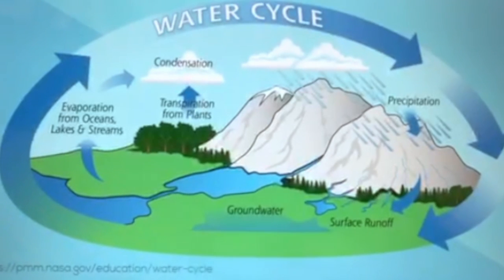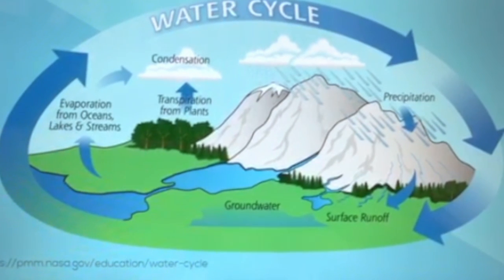Clouds are formed when water on Earth evaporates into the sky and condenses high up in the cooler air. This is because of the water cycle. This image shows the different stages of the water cycle. There is condensation, precipitation, surface runoff and groundwater, evaporation, and transpiration from plants.